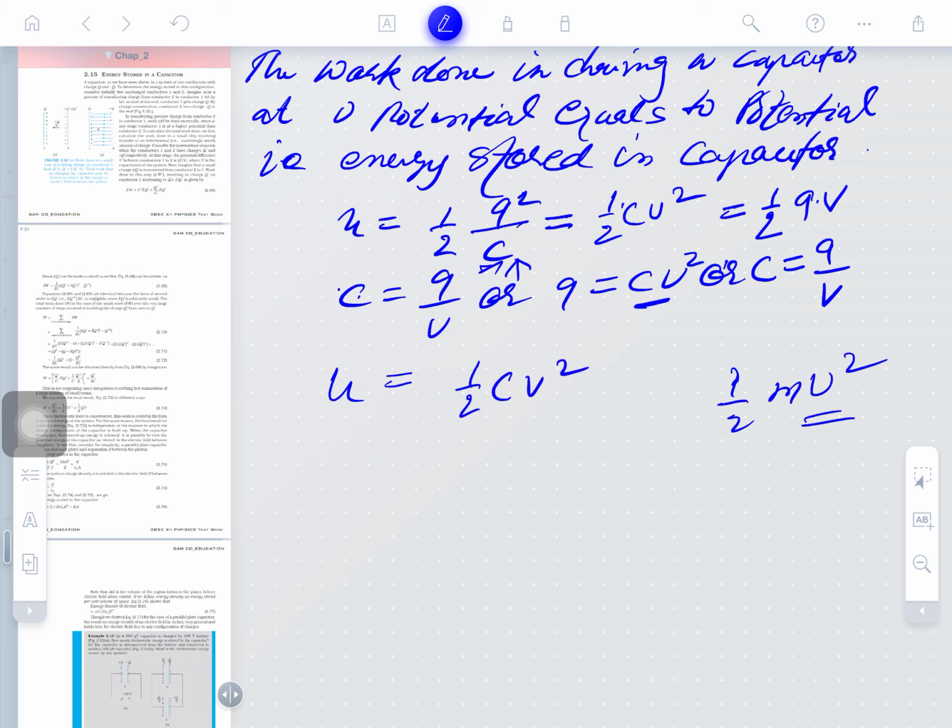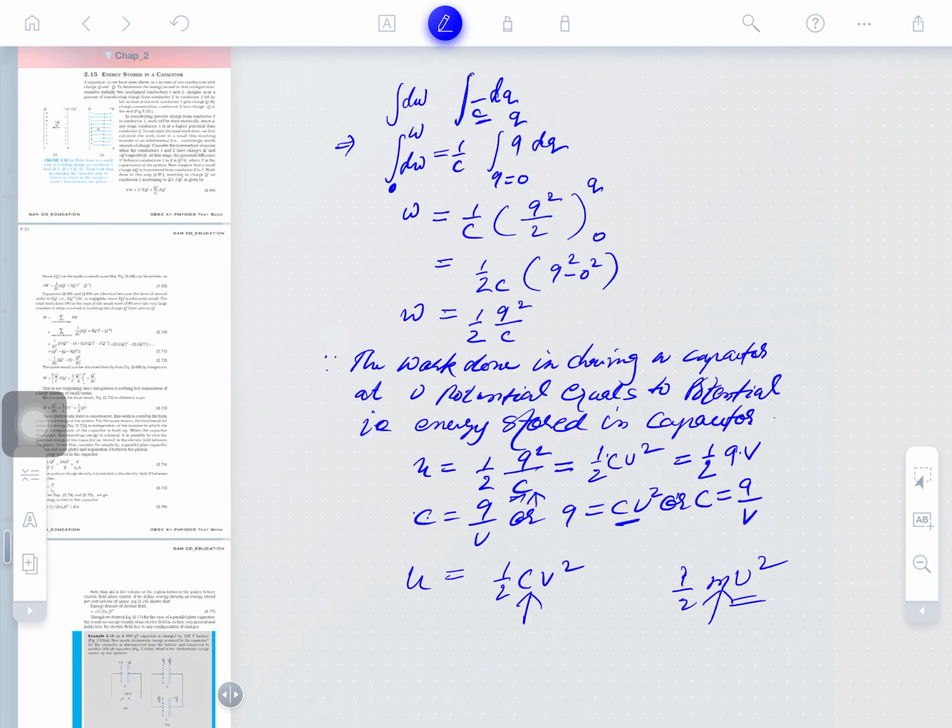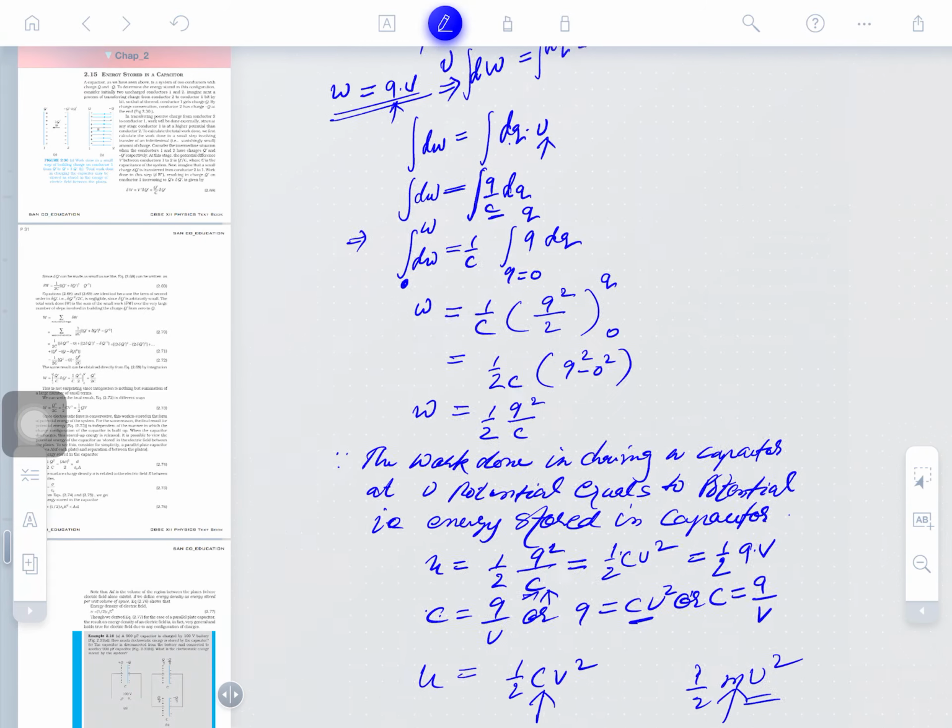Half C V square, you may see this is like half m v square. So what role does it play? The same role played by mass in mechanical physics is played by the capacitor in electrostatics. Mass opposes the motion, any change. Obviously, capacitance opposes the charging. Anything else in the world, when it opposes, then we do work. If there is no opposition, how is there any need of work? Clear, guys? Understood? So we have seen the derivation for that, and we will solve some numericals.